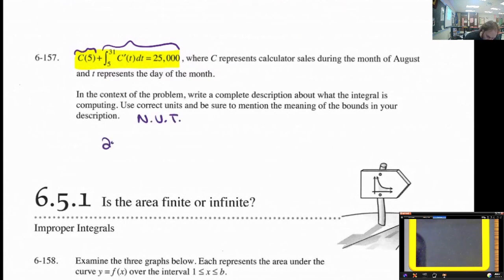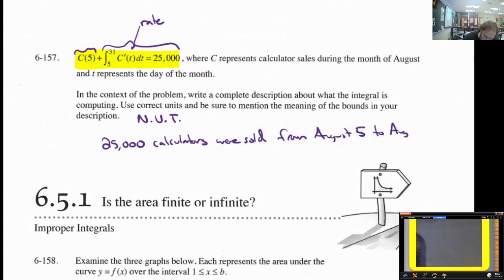The number is 25,000. The unit is calculators, because this is the total number of calculators. I suppose C prime is probably the rate at which they were being sold, but C is going to be the calculators that are sold. So I would say 25,000 calculators were sold from August 5th to August 31st.